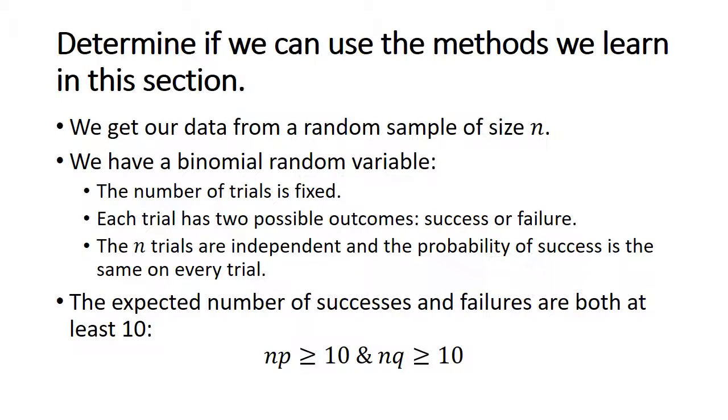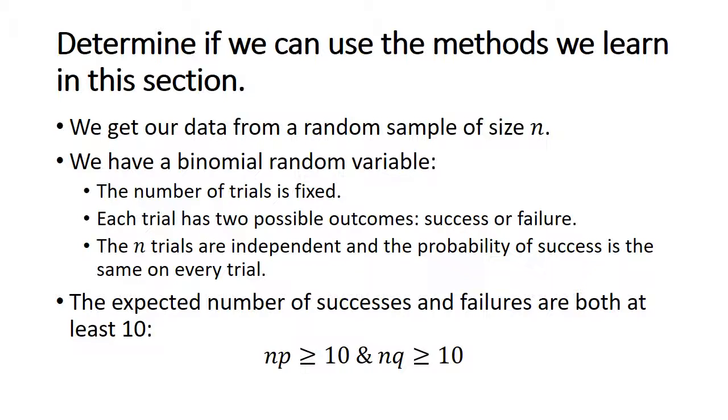All right, so in order to use the methods we're going to learn in this section, in order to use the calculator function that I'm going to show you, we need to make sure that some conditions are met in our problem. We need to make sure we get our data from a random sample of size n. We need to make sure we have a binomial random variable. The number of trials must be fixed. Each trial has to have two possible outcomes, a success or a failure. And the n trials that we have should be independent, and the probability of success should be the same on every trial. The expected number of successes and failures should both be at least 10.